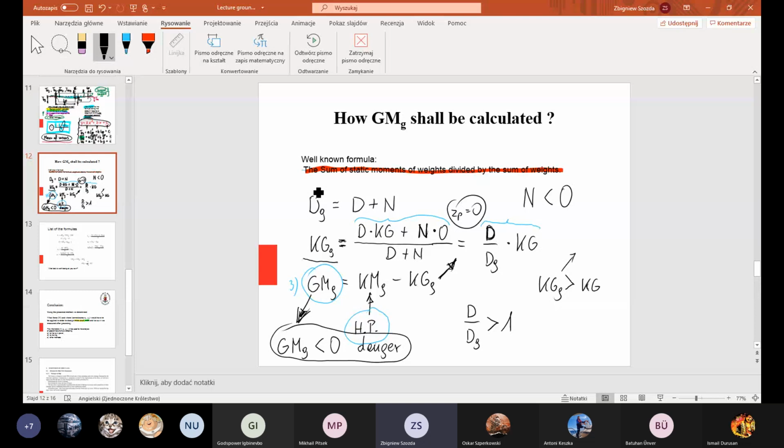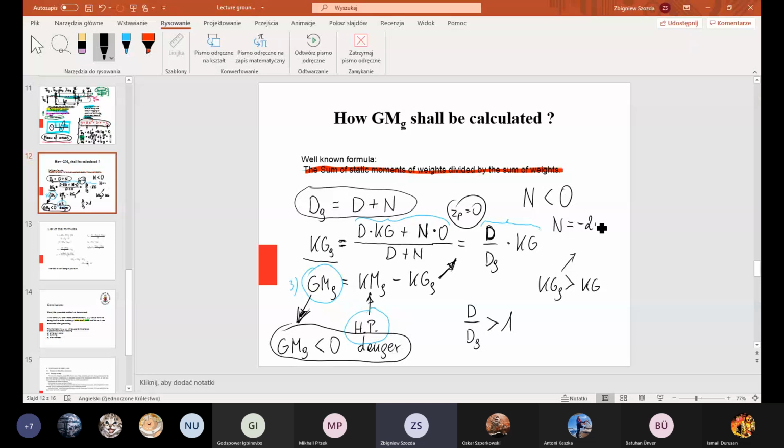Okay, so we are talking about this formula. Am I right? Yes, and displacement plus n. Yeah. Why is this ratio bigger than 1? Yes, but n is negative. For example, if we calculate the force n, the result of calculation will be minus 200 tons. So the n is negative.